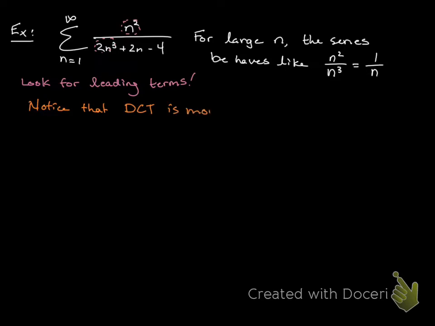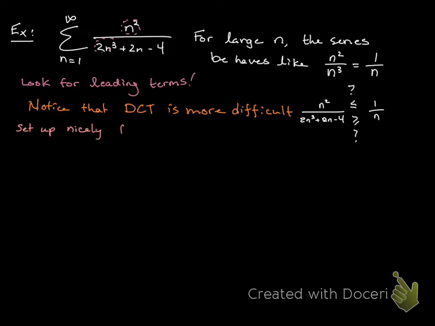Notice that the direct comparison test is a little bit more difficult here. If I have n squared over 2n cubed plus 2n minus 4, that's similar to 1 over n, yeah, but how does it go? Is it smaller? Is it larger? I don't know. It's a little bit tough to say, because in the denominator, right, I'm adding 2n and I'm subtracting 4. I've also got an extra coefficient of 2 outside the n cubed. There's a lot going on. This is set up nicely for the limit comparison test. Okay? And that's just because the direct comparison is slightly difficult.